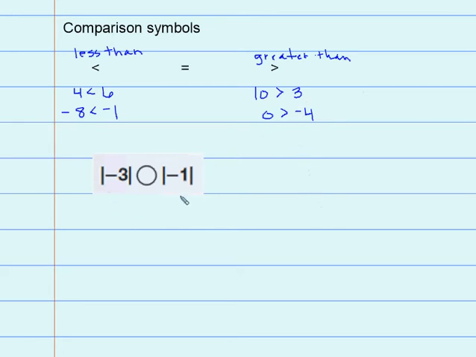This example is combining the 2 things we just talked about, absolute value and comparison symbol. So what you need to do is evaluate each of these separately and then compare. So what is the absolute value of -3? How far away from 0 is -3 on a number line? Well, it's 3 spaces, but to the left. And how far away from 0, or the origin, is -1? Well, it's 1 away. So now compare 3 compared to 1. 3 would be greater than 1.